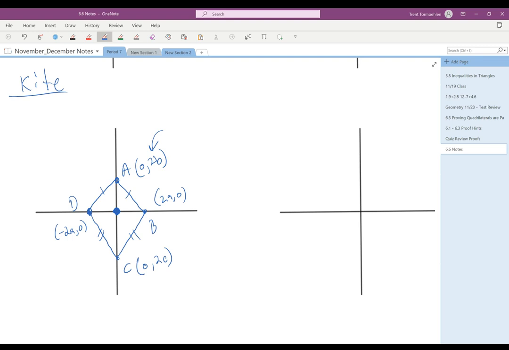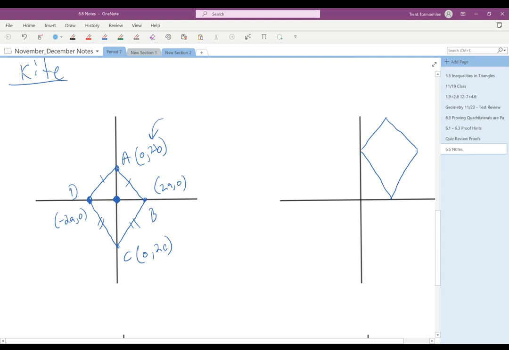Now, you can do a kite in some other ways as well, using some of the same properties. You could put a kite like this if you wanted, and that would be fine. It's just not quite as simple as the one that we did over there.